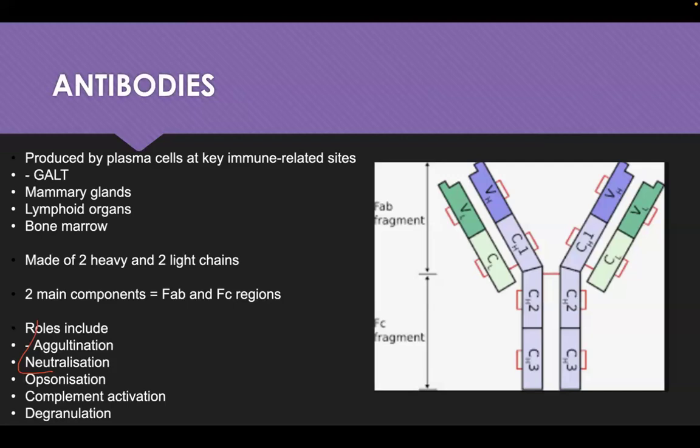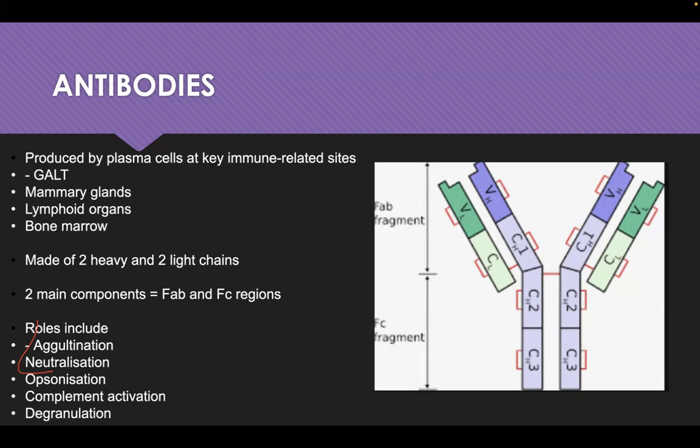It's involved in complement activation, opsonization, and mast cell degranulation. So we have some really key roles of antibodies that we want to know about. So why do we have antibodies? First of all, we have them for agglutination, keyword, agglutination and precipitation. What that means is it basically clumps all of the antigens together to make them easier for phagocytes to clear them.